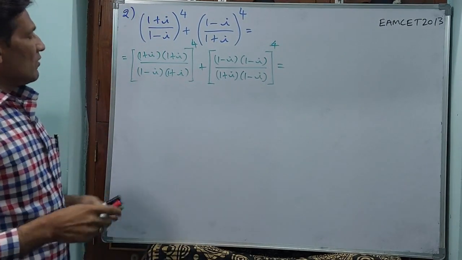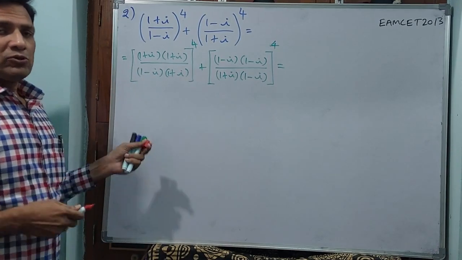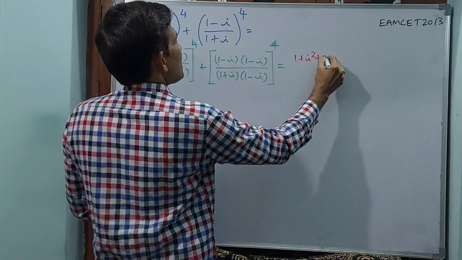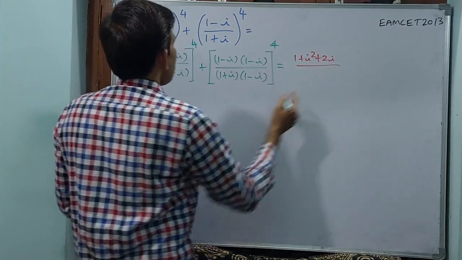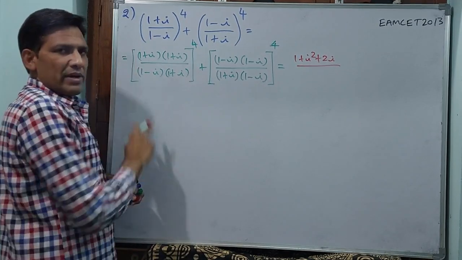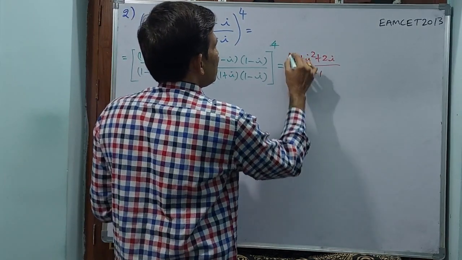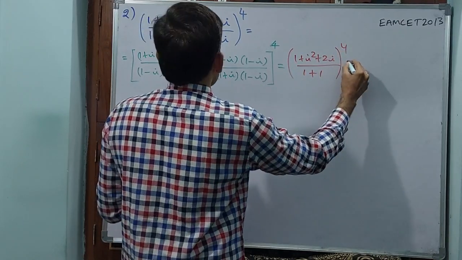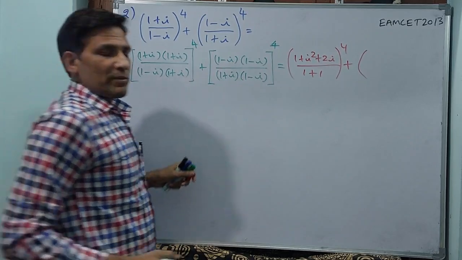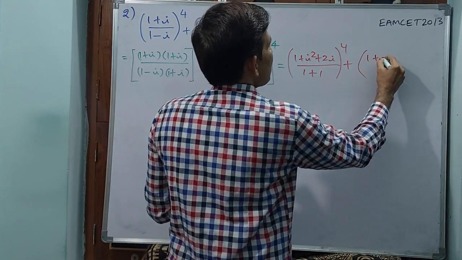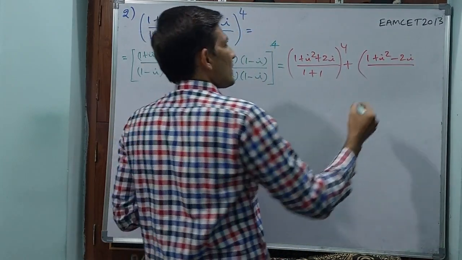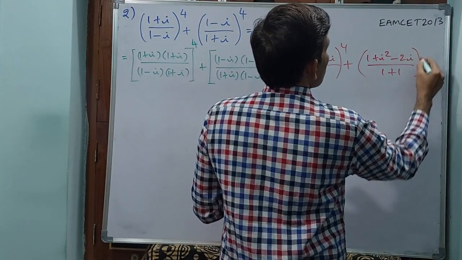Okay. Now you see, a plus b whole square. Directly I am writing: a square plus b square plus 2ab divided by the conjugate product. When i is there, directly 1 square plus 1 square, that's all, 1 plus 1, to the power of 4 plus. Here also a minus b whole square: a square plus b square minus 2ab divided by 1 plus 1 whole to the power of 4.